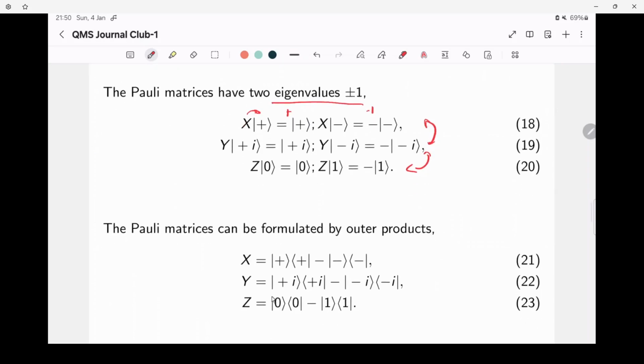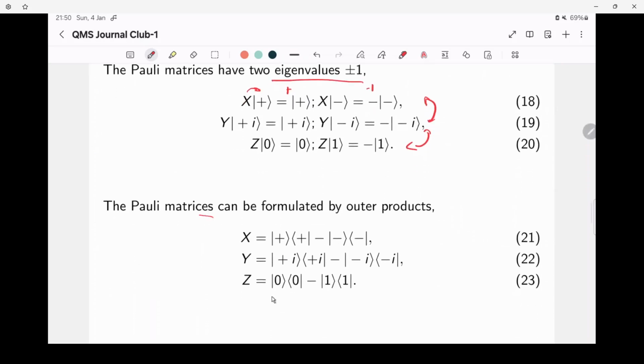You will also see that the X, Y, and Z Pauli matrices can be formulated by outer products. The way to do it is to look back at their eigenvectors and formulate this kind of summation. So for Z it will be |0><0| minus |1><1|. For Y it will be |+i><+i| minus |-i><-i|. For X it will be |+><+| minus |-><-|. And from 21 until 23, you can actually see why 18, 19, and 20 are true.